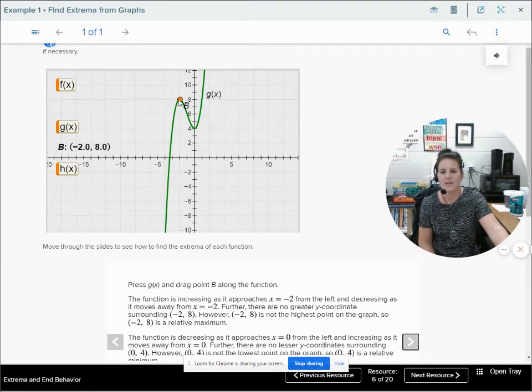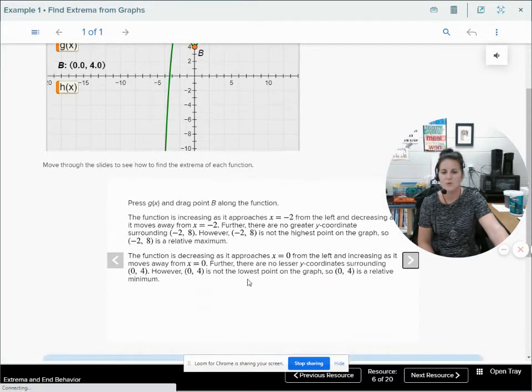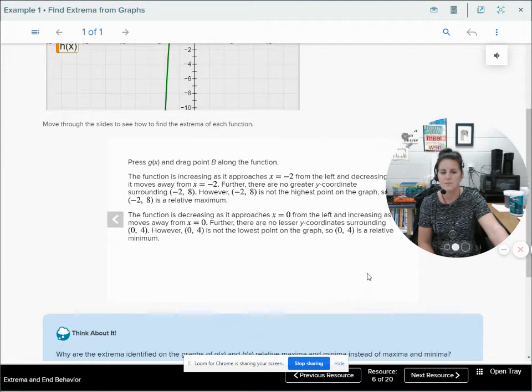Looking down here at my relative minimum, it's not the lowest point on my graph, but it's the lowest point right here. The point over here would be higher, the point on this side would be higher, so this is a relative minimum at probably 0.4, yeah, there we go, at 0.4. So this is a relative minimum value.